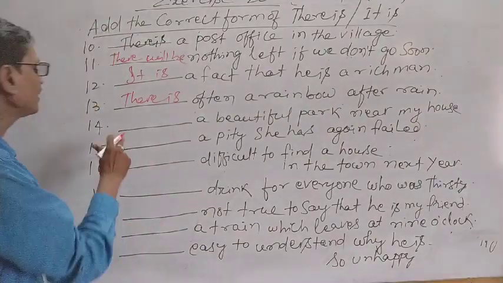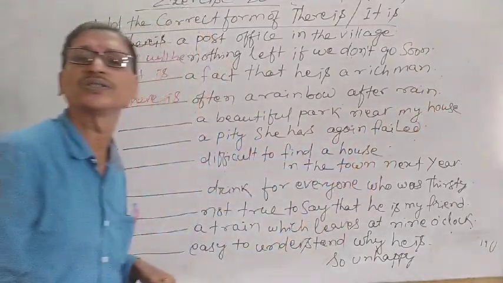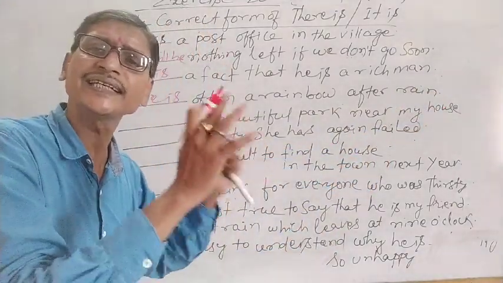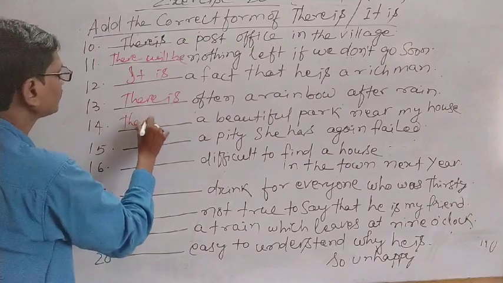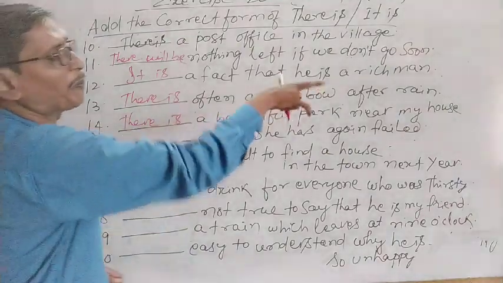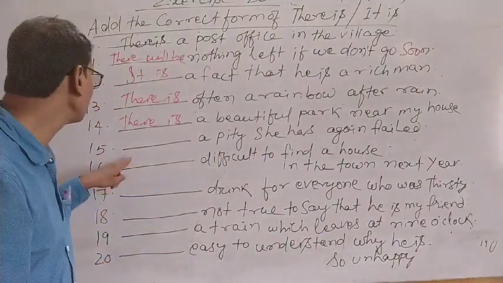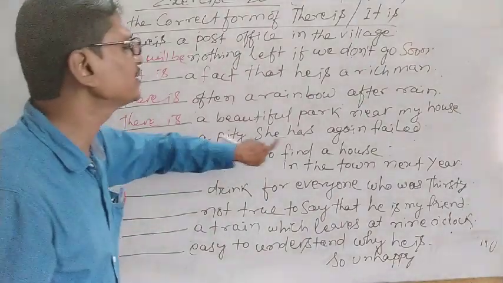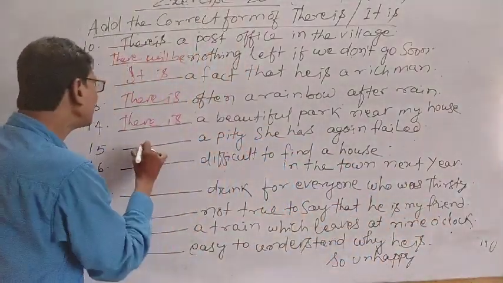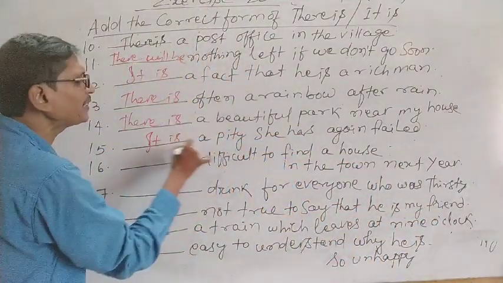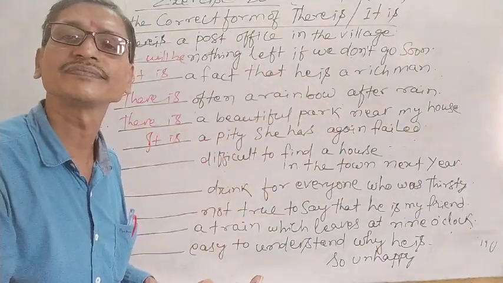Clear? Similarly, next, there's a beautiful park near my house. So a beautiful park exists or is present. So there is a beautiful park near my house. Clear? So similarly, it's a pity she has again failed. So it is a pity. It is a pity she has again failed.